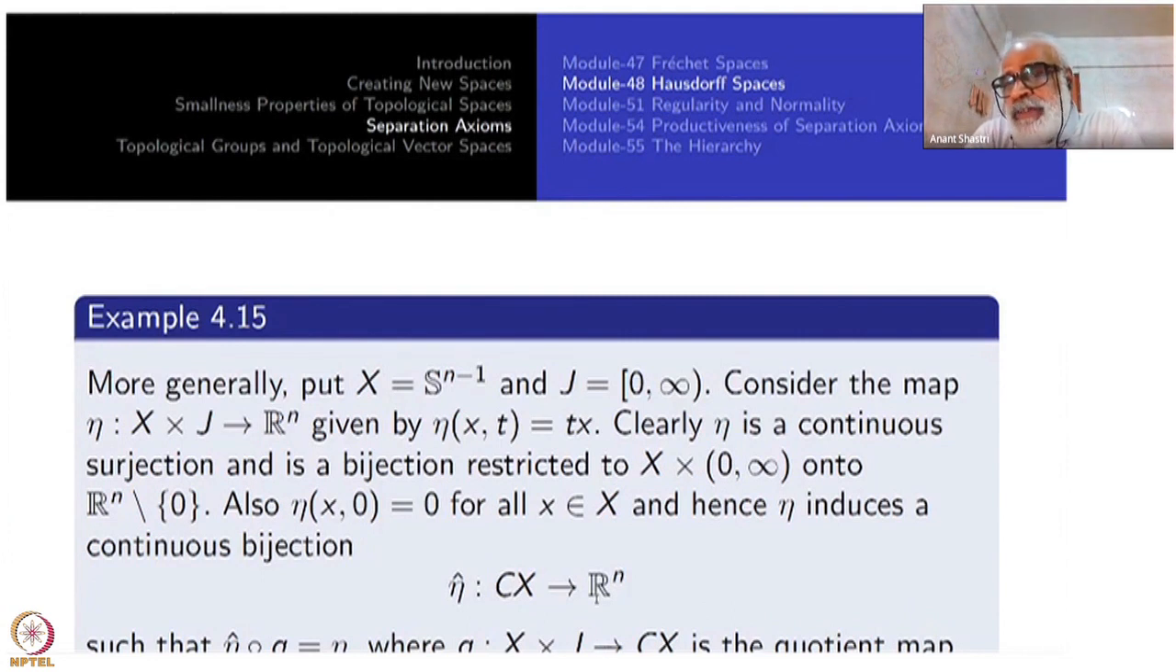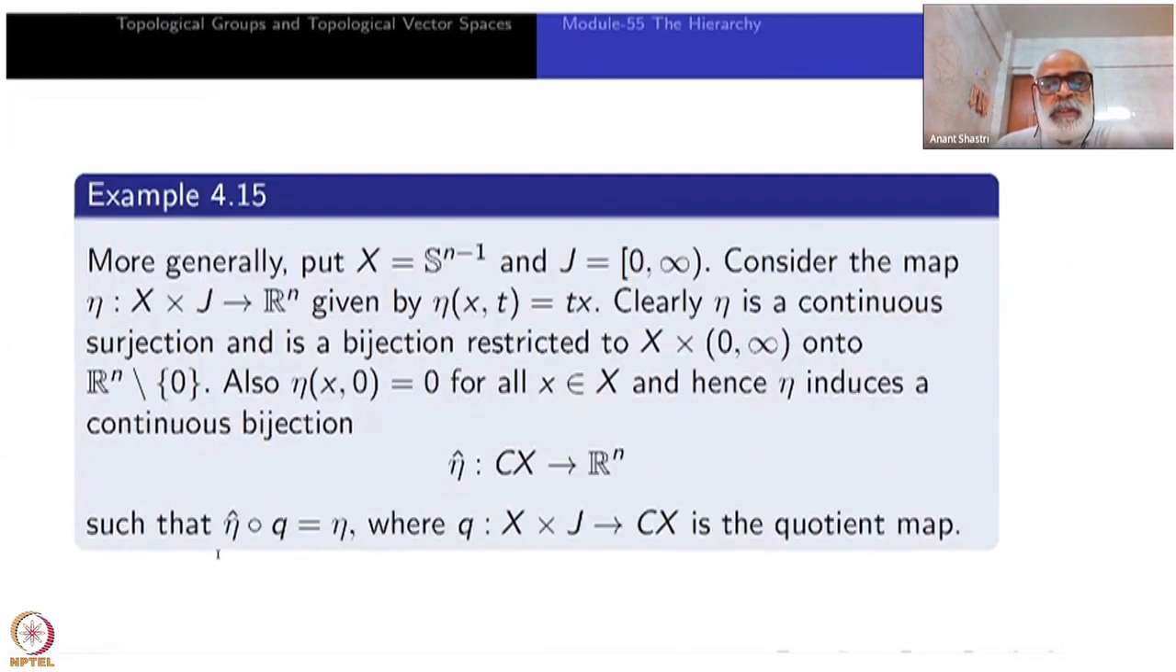It's a continuous bijection by the very definition. Now, how to check continuity on quotient spaces? Because eta is continuous. So if you write Q from X cross [0, infinity) to Cx as your quotient map, eta hat composite Q is eta. So eta is continuous means eta hat is continuous. Okay, so eta hat composite Q is eta. Q is the quotient map. That's what I have. I am denoting this one.